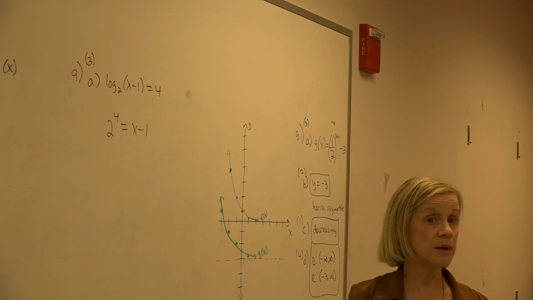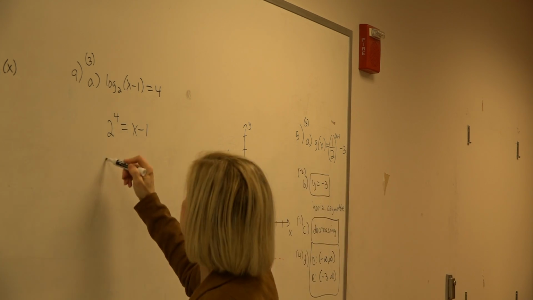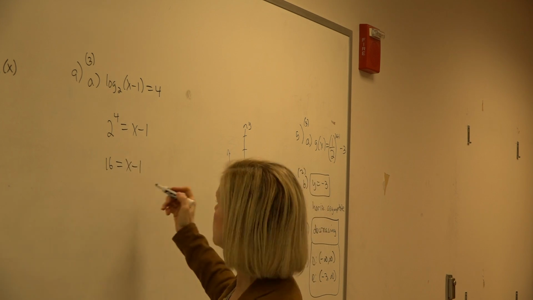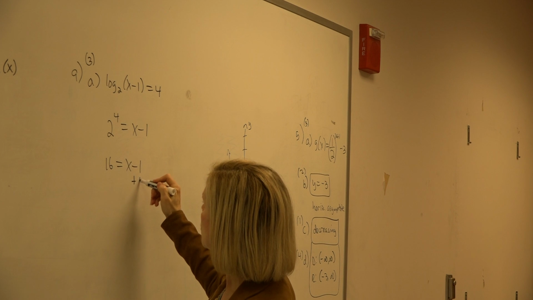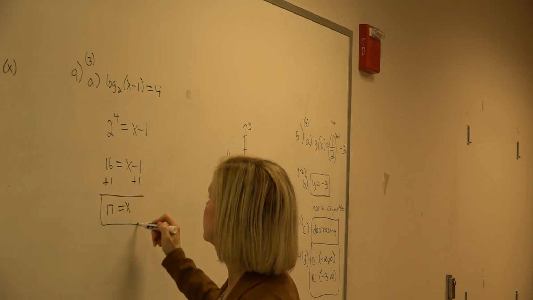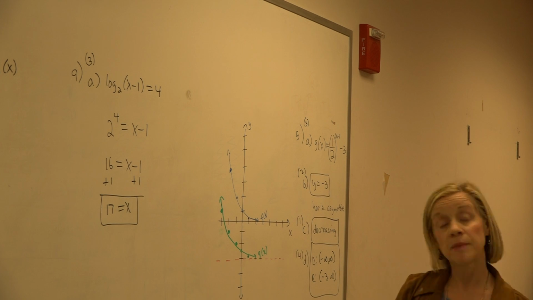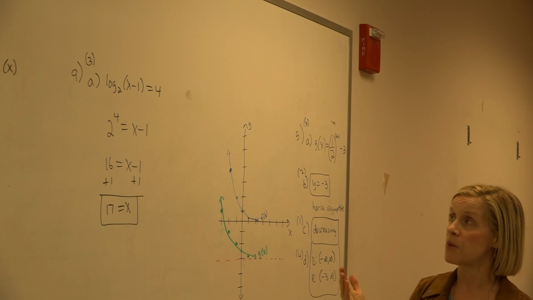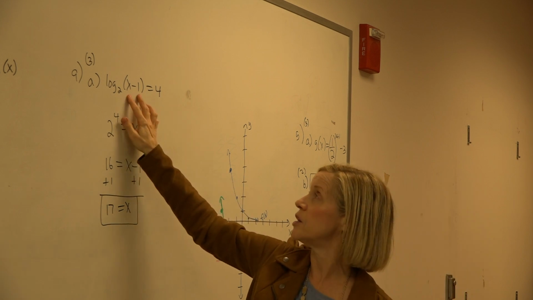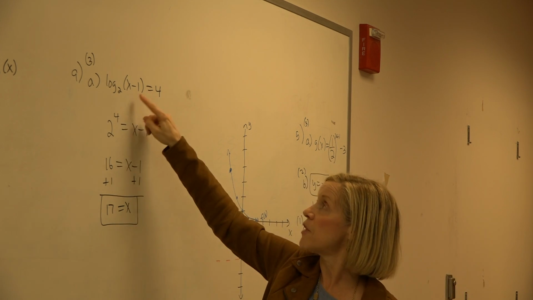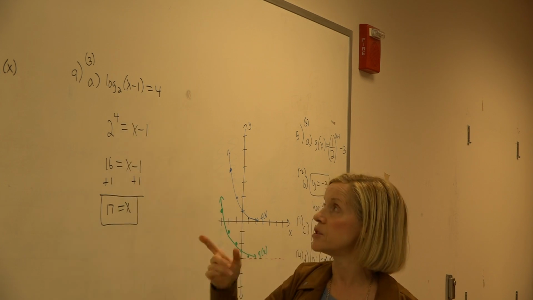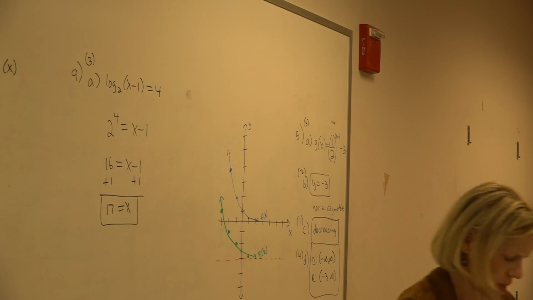2 to the 4th, 2 times 2 times 2 times 2, 16, equals x minus 1. So how to remove a subtraction of 1? Add 1. So we've got x equals 17. So we have to make sure we can use that answer. Remember, in a logarithmic function, the domain is 0 to infinity, so this quantity here has to be greater than 0. If I replace with 17, that makes it 16, we're good. So we keep that answer. That was worth 3 points.